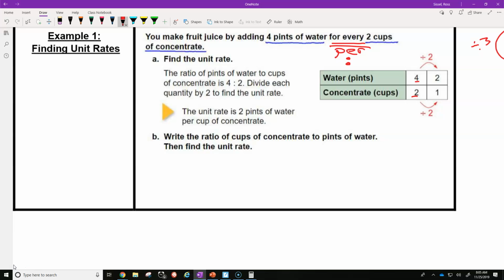Well, if I made a ratio table, I know that I want to make it 1. 2 to 1, I divided by 2. So I have to do 4 divided by 2, and I get 2. So the unit rate is 2 pints of water per cup of concentrate. This is my answer. Notice I don't technically even have to say 2 to 1.